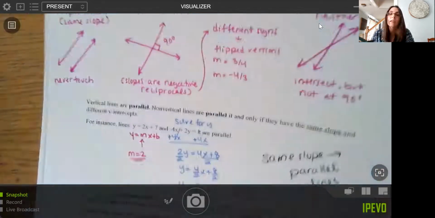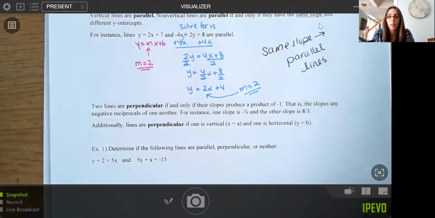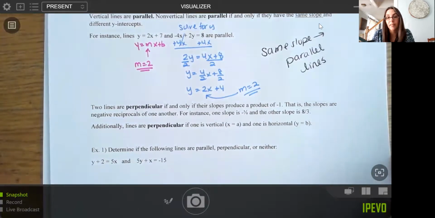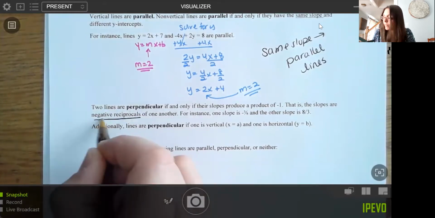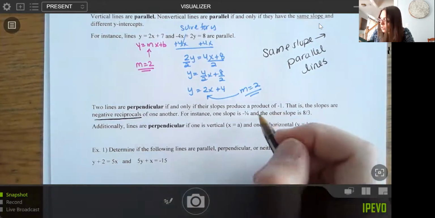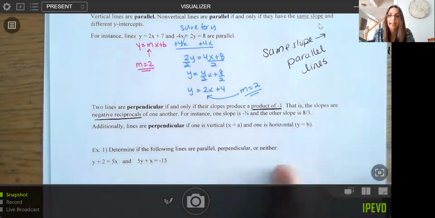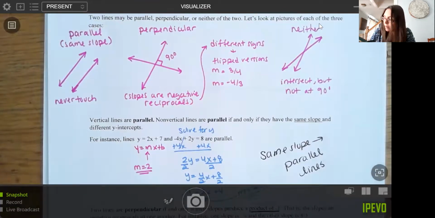Now, again, more formally, two lines are perpendicular if and only if their slopes produce a product of -1. It means that their slopes are negative reciprocals of one another. So that's kind of another little fun tip. You can always check to see if the slopes multiply to -1. So here's the example I gave up here.